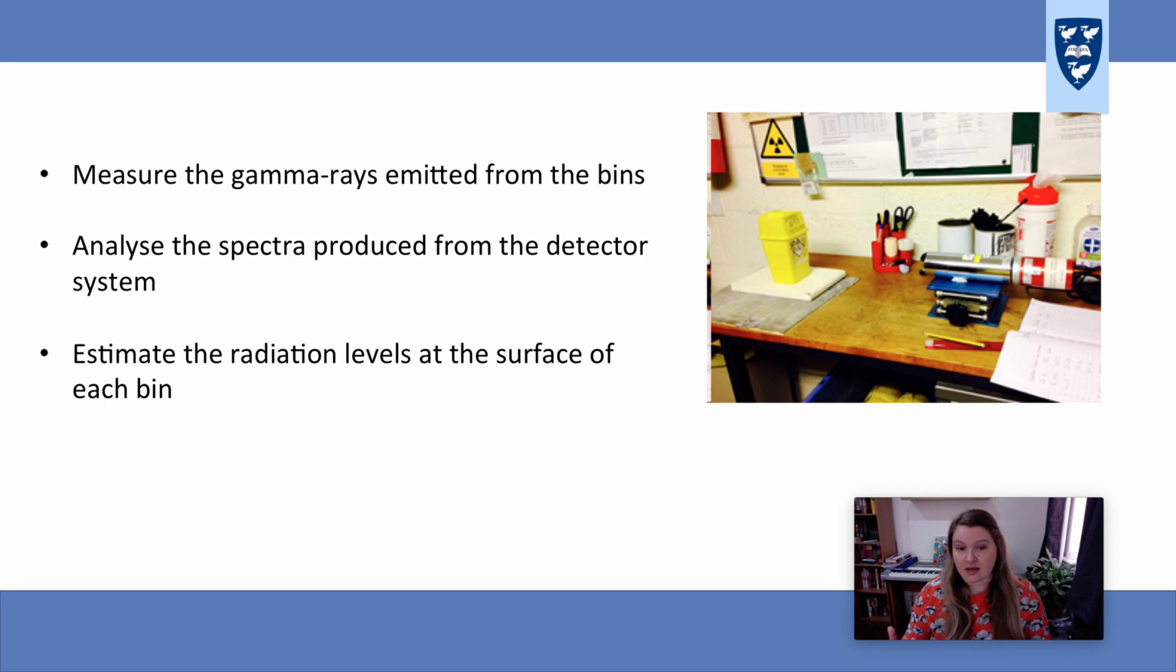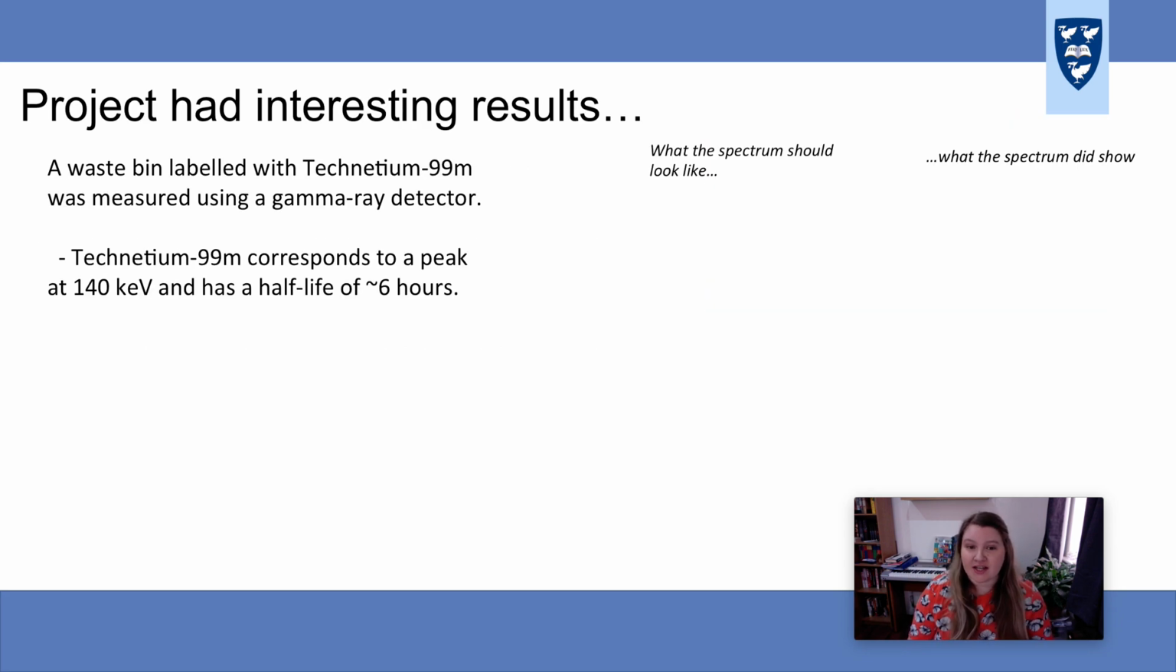I would then analyse the spectra produced from these waste bins, and estimate the radiation levels at the surface of each bin, producing a surface dose rate to relay back to the hospital so that they can manage their radioactive waste a bit more efficiently. Now, the project had some interesting results, and I just want to show you one of them.